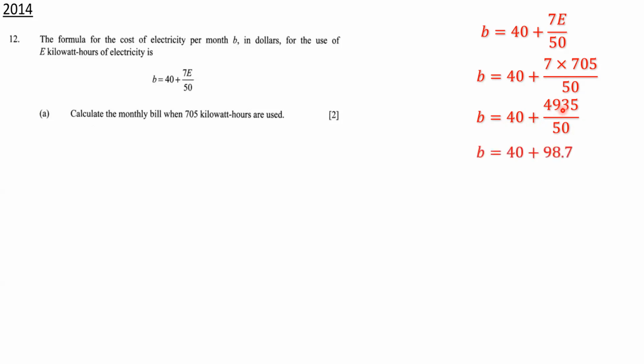That's going to be 98.7. So now we have B is equal to 40 plus 98.7. And when we add those two together, 98.7 plus 40 is going to be equal to 138.70. And so his monthly bill, when 705 kilowatt hours are used, is going to be $138.70 because we are dealing with dollars and cents. All right, let's move on to the next question.